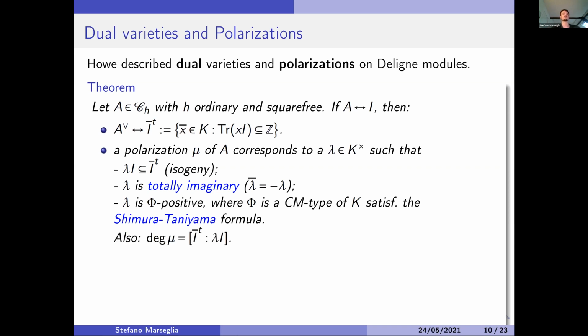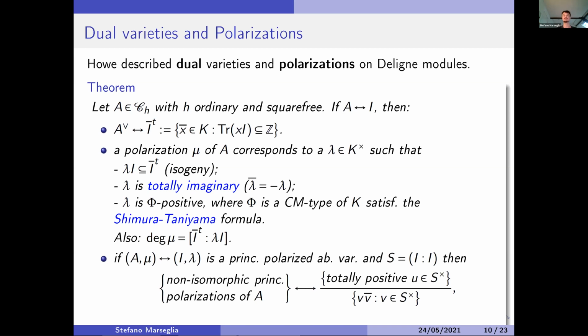Moreover, the degree of a polarization is just the size of the cokernel of this multiplication by lambda. And moreover, if (A, mu) is a principally polarized Abelian variety, and I, lambda is the corresponding fractional ideal with element of K, then all the non-isomorphic principal polarizations of A correspond bijectively to the totally positive units of the endomorphism ring of A, modulo the units of the form u u bar. So this bijection is simply obtained by chasing the diagrams that you get, translating the notion of automorphism of a polarized Abelian variety into this fractional ideal world, and you get this quotient. All right, and also in the same way, one gets that the automorphism group of a principally polarized Abelian variety corresponds to the torsion units of S, where S is the endomorphism ring of the Abelian variety.